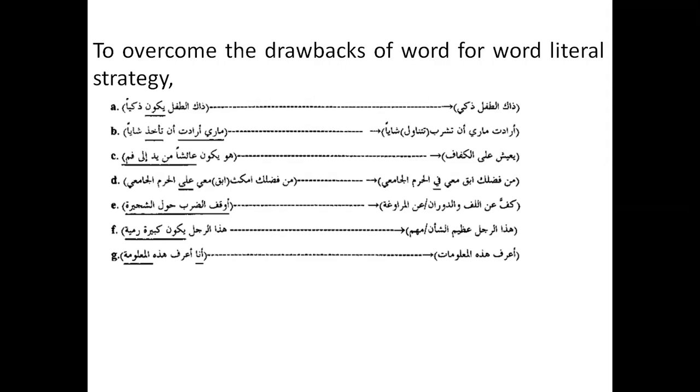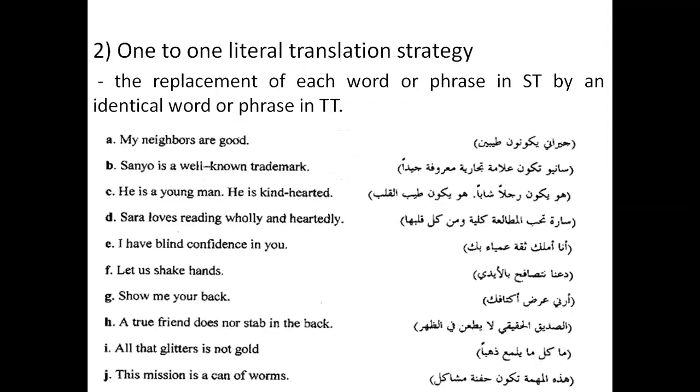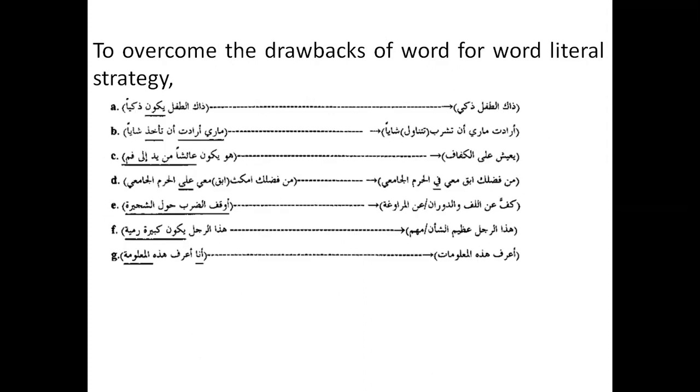Also, this strategy looks at translation from the word level only. To overcome these drawbacks, first of all, we can delete the verb to be altogether. For example, يكون, which can be is, am, are, is not, are not, need not be translated. For example, instead of ذلك الطفل يكون ذكيا, "That child is smart", there is no need to render is as يكون. We can say ذاك الطفل ذكي.